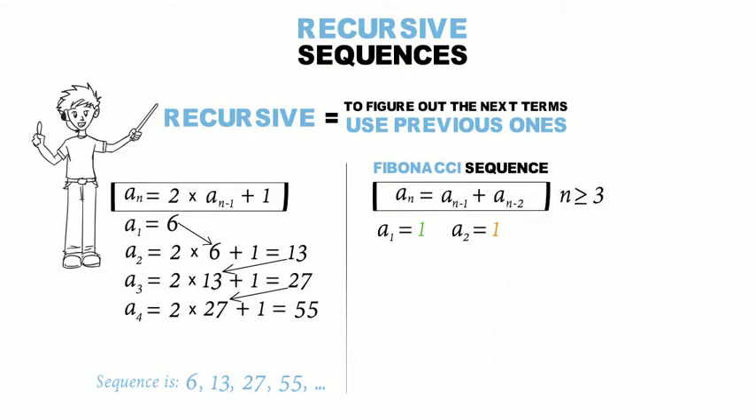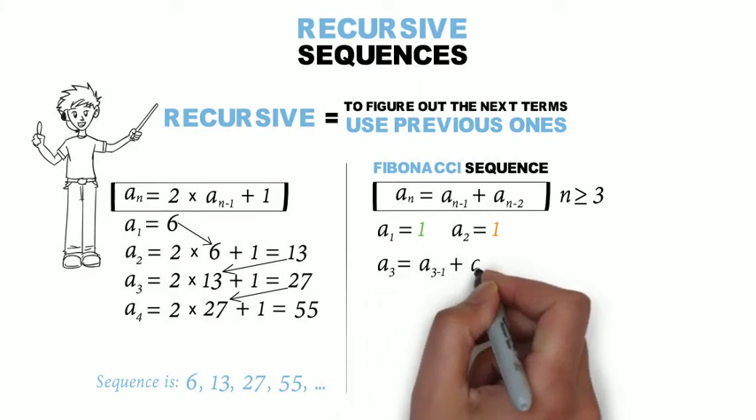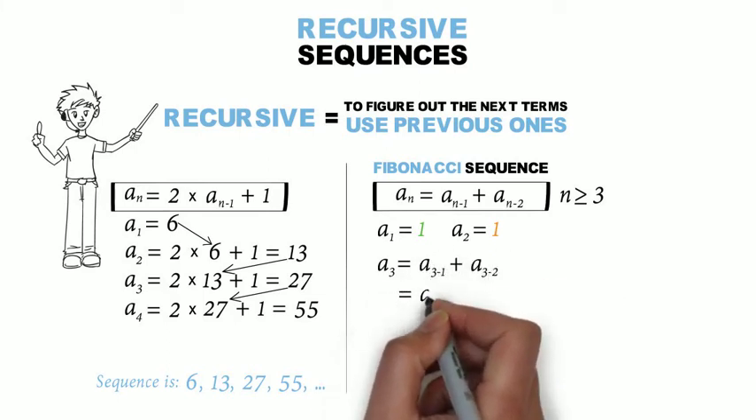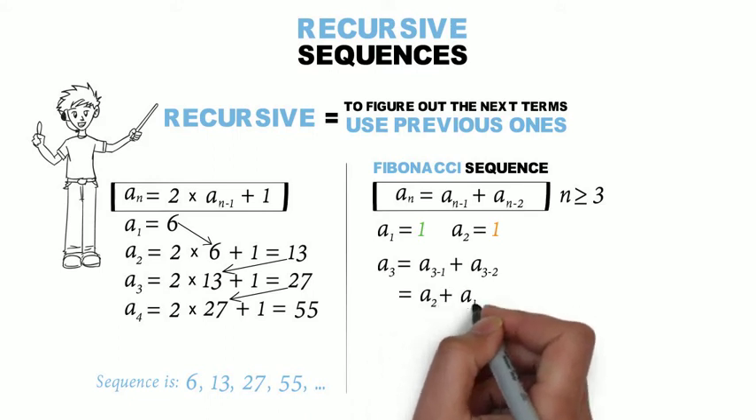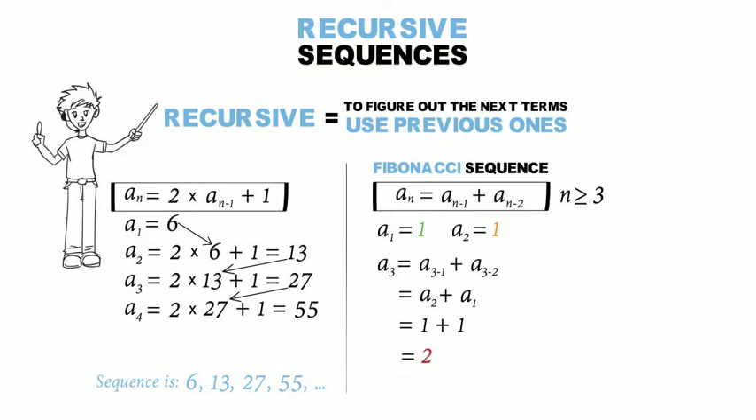So if we're trying to figure out a3, then we're just going to take a2 plus a1. That's just me plugging in n equals 3 into the recursive formula. Adding together a2 and a1, that's just 1 plus 1. That's no big deal. It happens to be 2.